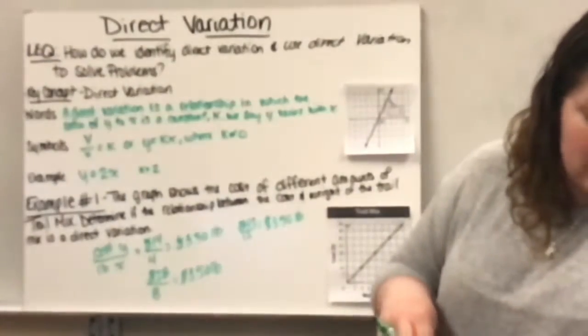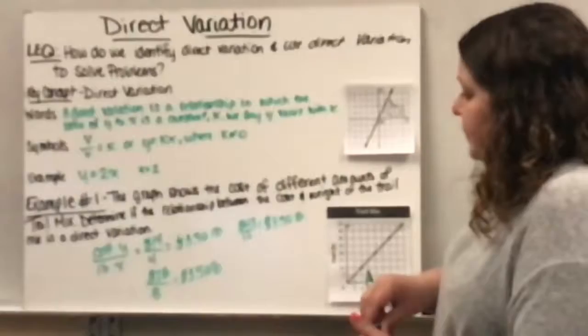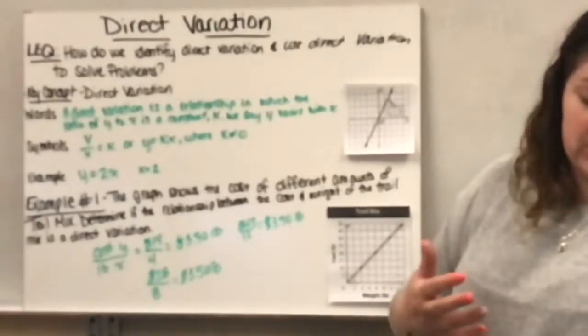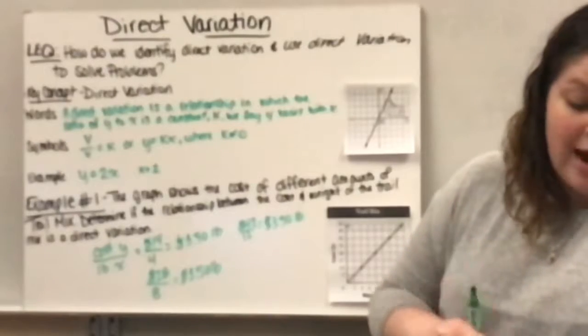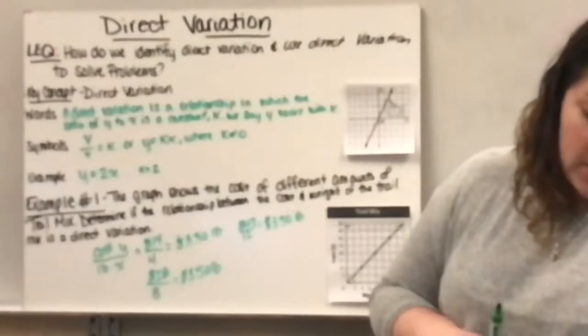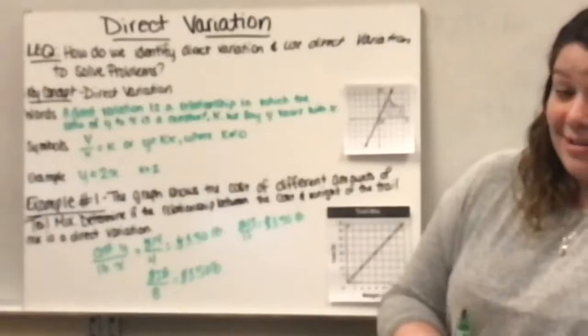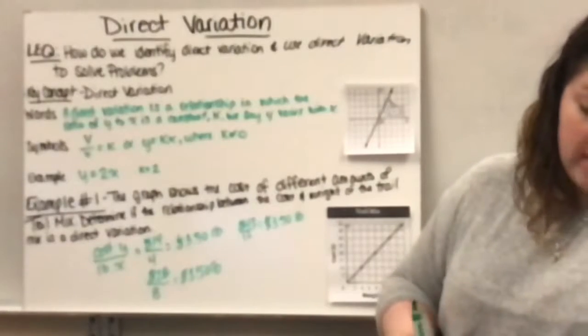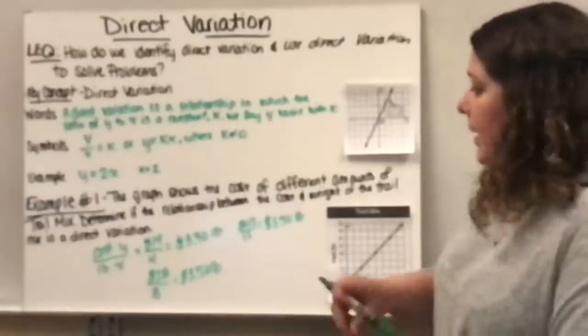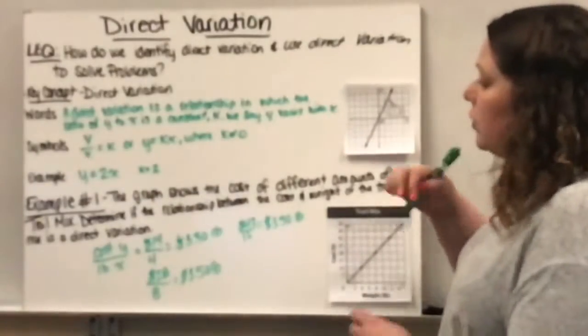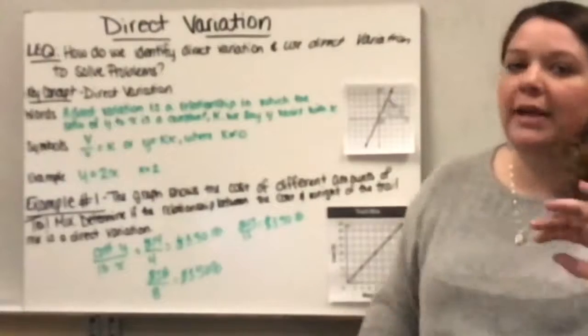So I can look at that and say, okay, the ratio of $3.50 per pound is a constant rate. Since the graph passes through the origin and the ratios are constant, that means that the cost of trail mix varies directly with the weight of the trail mix. So basically, you want to write that down in your notes.